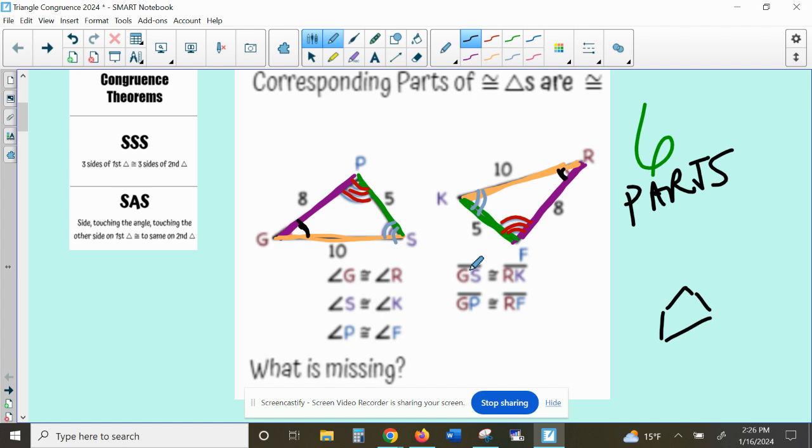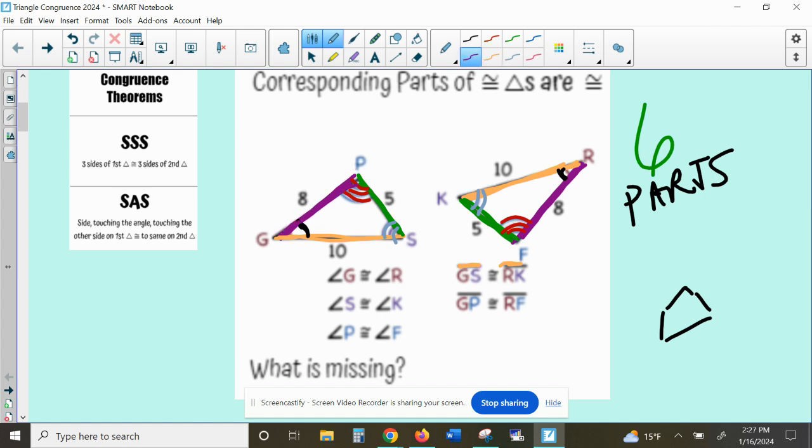So GS, G to S, that was my orange side, right? So my orange side matched my other orange side, K to R. And it doesn't matter if we call it KR or RK, because remember, if it's a segment, you have to name it by its 2 endpoints. So the order does not matter. Then we have GP. G to P, that was my purple one.